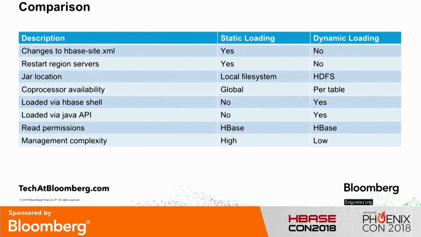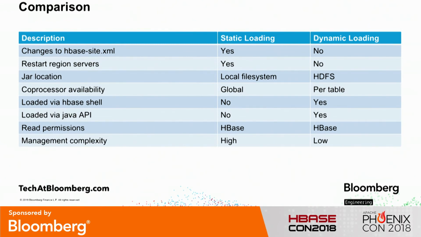You cannot statically load the coprocessor using HBase shell or Java API, and dynamic loading would let you do that. In both cases, the HBase user must have read permissions on the coprocessor jar, otherwise your cluster will come to a halt and you will have to recover it manually.